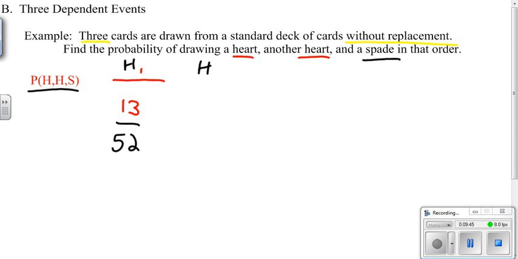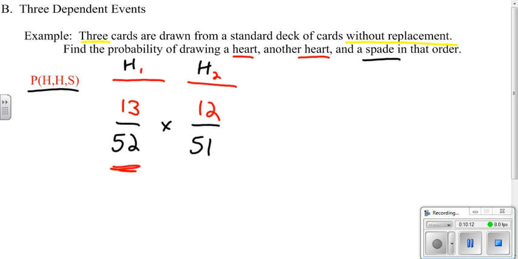Probability of drawing our second heart. Well, we've already drawn one in our first try, so now there are only 12 hearts left, and there are only 51 cards that we are dealing with. So our total hearts went down and our total cards went down. So this time we're only doing 12 out of 51.